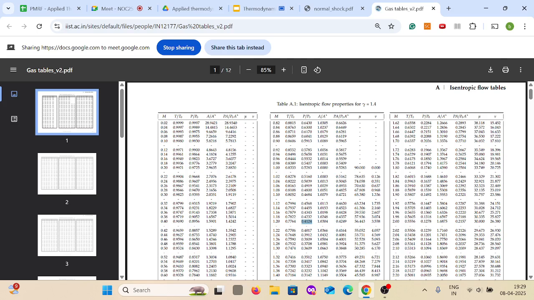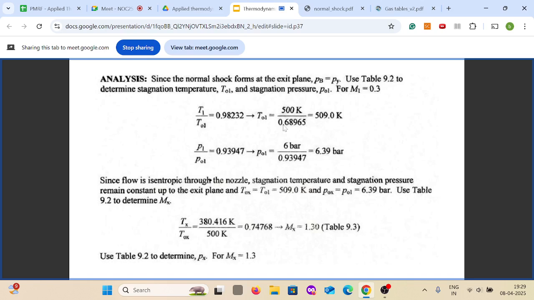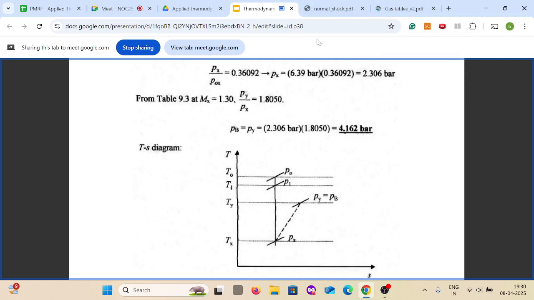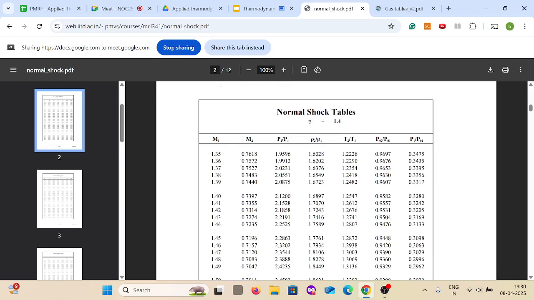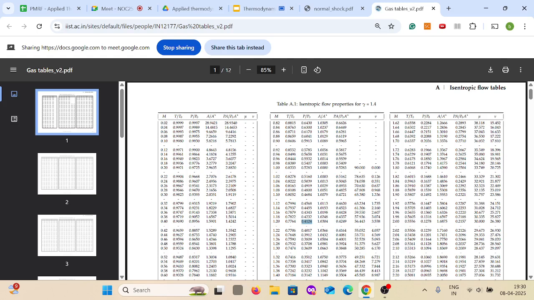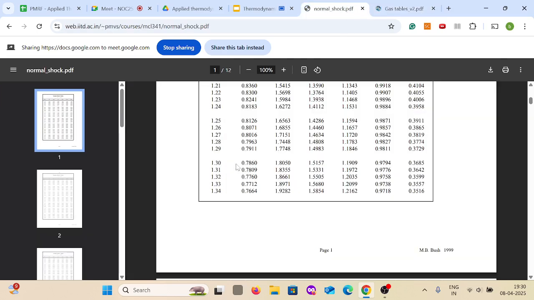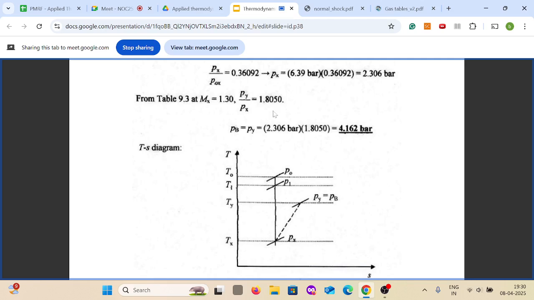0.74768 is close to a Mach number of 1.3. So that's what is given. The Mach number is 1.3 from the isentropic flow table, and then for this Mach number of 1.3 we go to the normal shock table. 0.74768 is somewhere here. So we get a Mach number of 1.3, and then we go to the normal shock table at 1.3, and we can find out the downstream pressures.